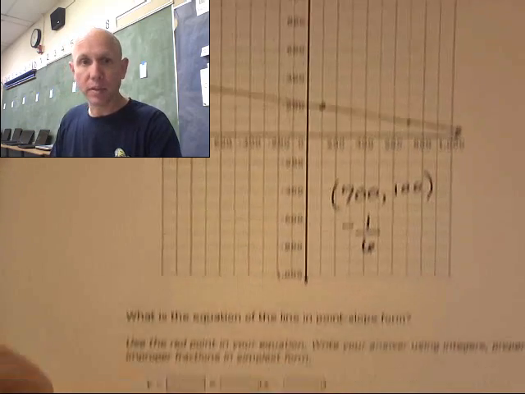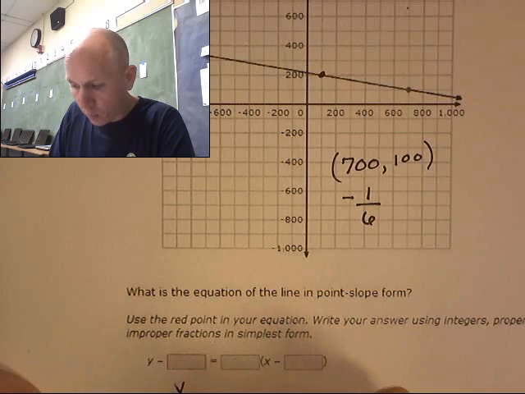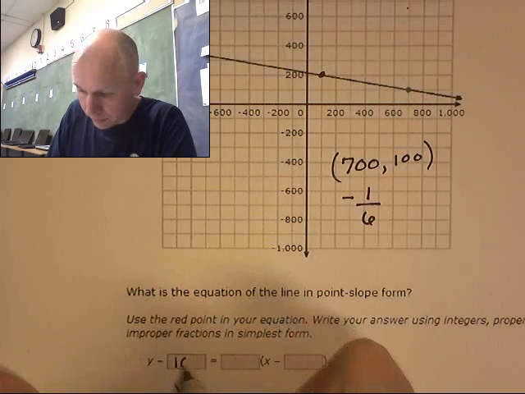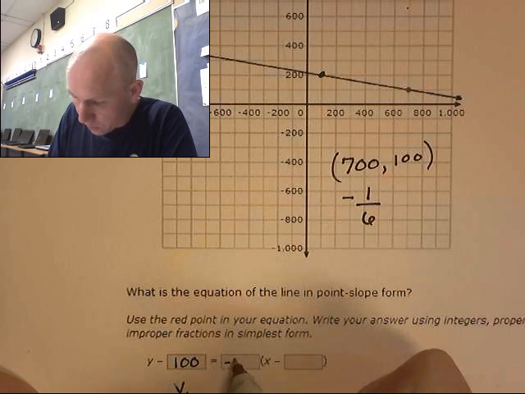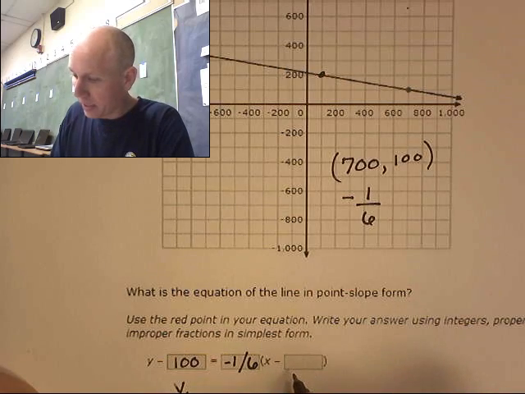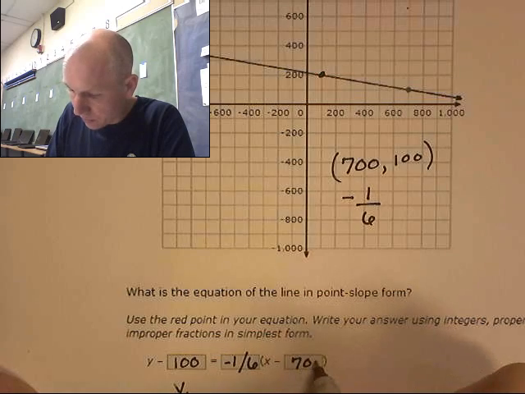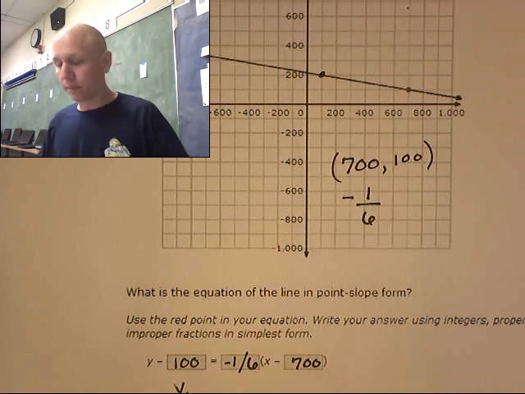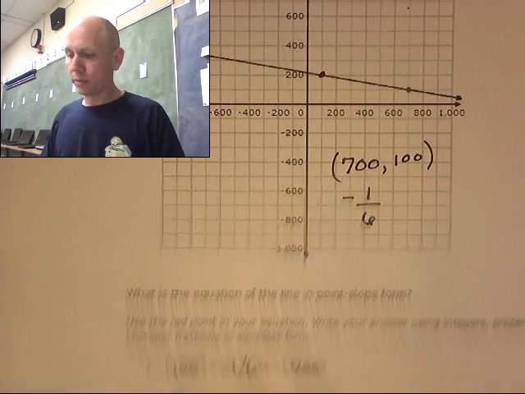Now let's build the equation. y minus y sub 1, that's 100, equals the slope, that's negative 1/6, times x minus the x, which is 700. Once again, there's not a boom boom on this one, but I'd be aware of that, especially in future problems.